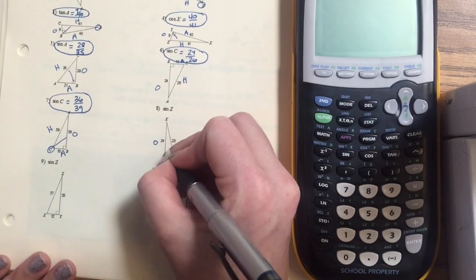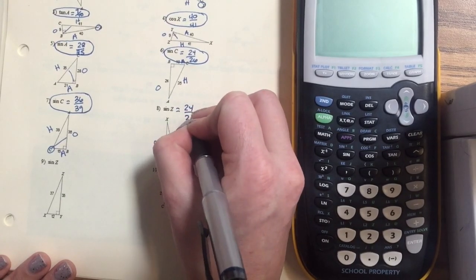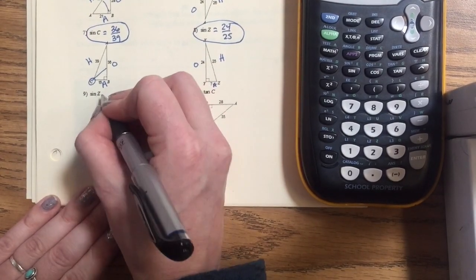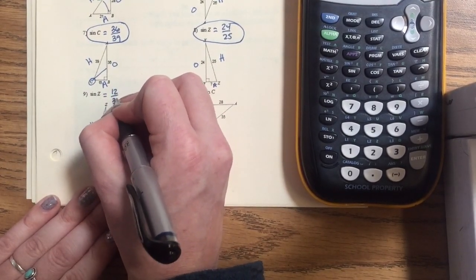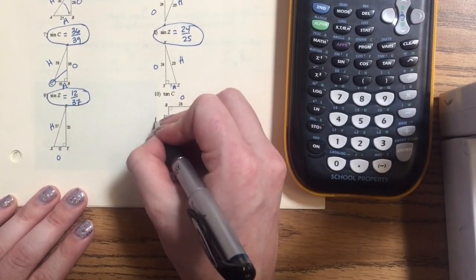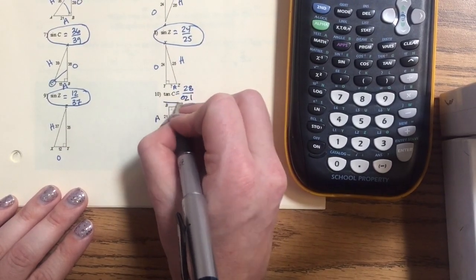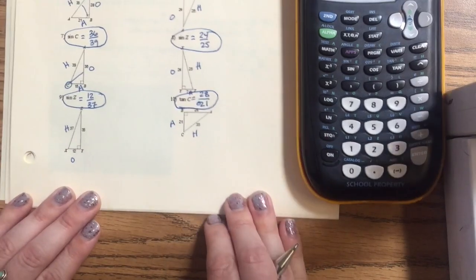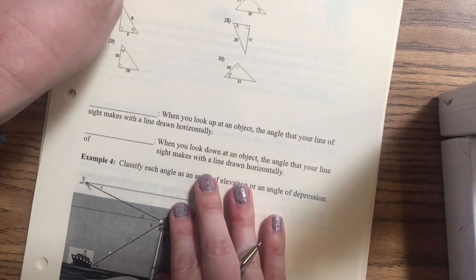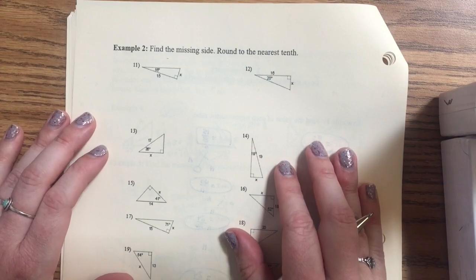Sine of Z would be O over H. And tangent of C would be O over A. And that would be just setting up your trig functions, and then that's complete. On the next questions of review, we are going to be finding the missing side.